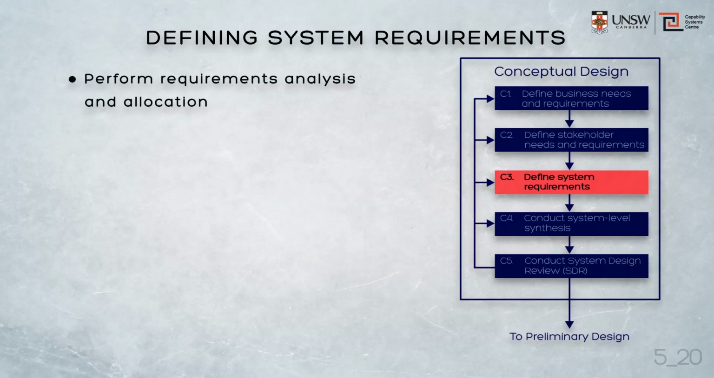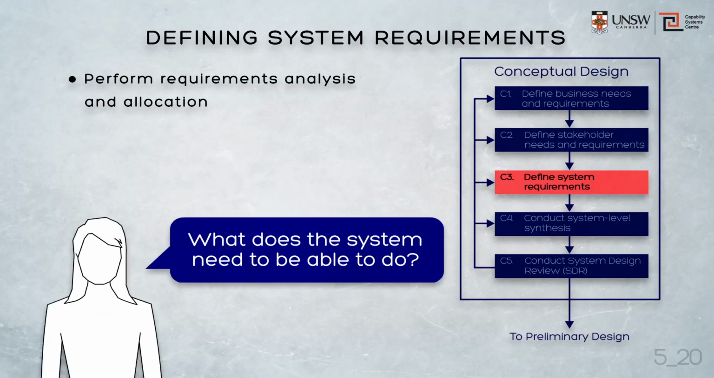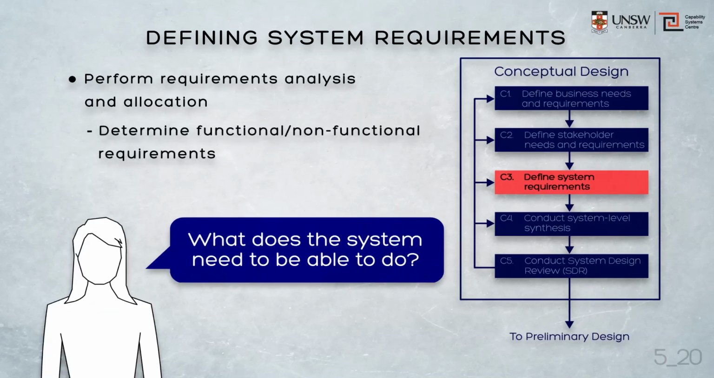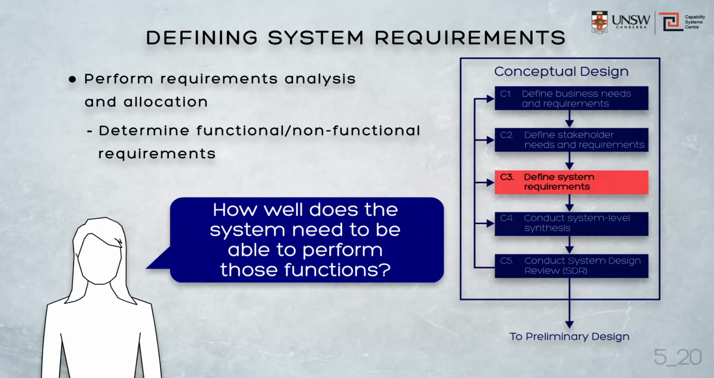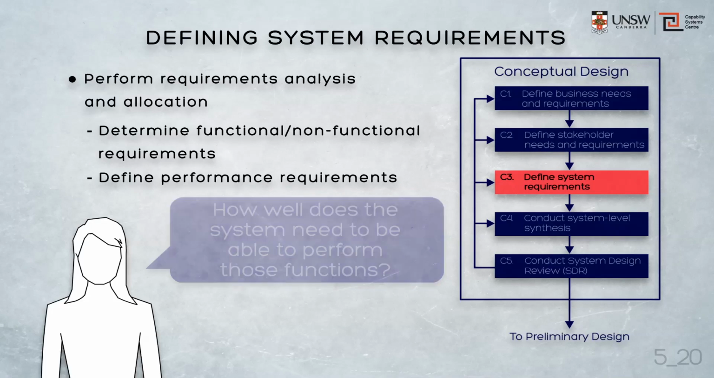We then start performing our system level requirements analysis. We're looking to answer some pretty fundamental questions about our system. What does the system need to be able to do? This is where our functional requirements help. Functional requirements define what the system needs to be able to do. How well does the system need to be able to perform those functions? Performance requirements associated with our functional requirements define performance levels.